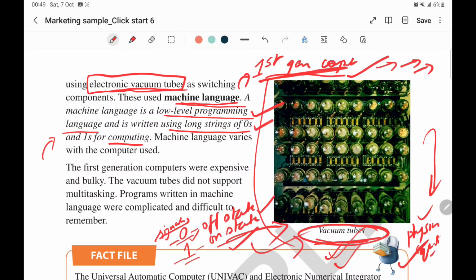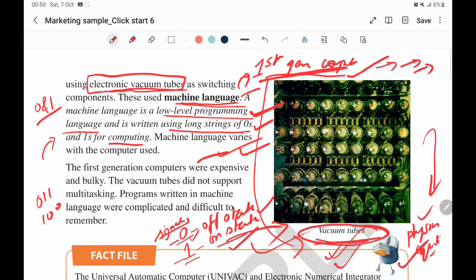It was written with the help of 0 and 1, a combination of 0 and 1, like 001, 100. It could be of different lengths, a 3-digit number or 4-digit number, but the combination would have only 0 and 1, only 2 digits were used. That's why it is a machine language. Machine means a language which could be understood by a machine, and the machine would understand only low level programming language, comprised of 0 and 1s, for computing.